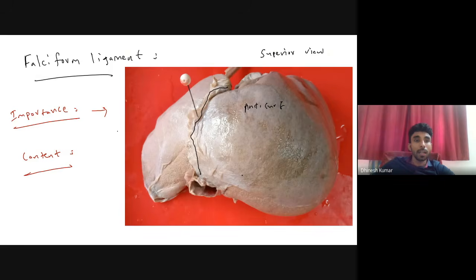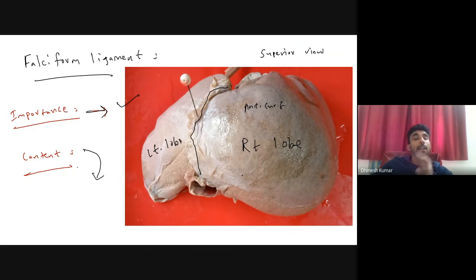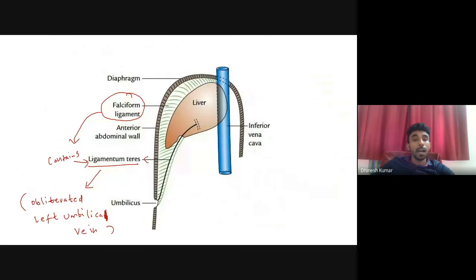So I hope you are clear about the importance and the content of the falciform ligament. Importance of falciform ligament is, it helps to divide the liver into anatomical right and left lobes. And the content of the falciform ligament is ligamentum teres, which is a remnant of the obliterated left umbilical vein.